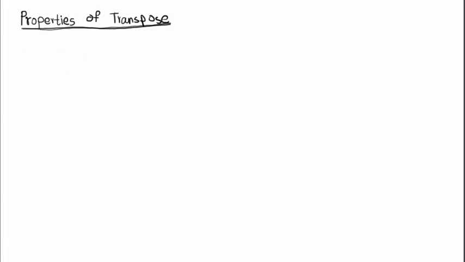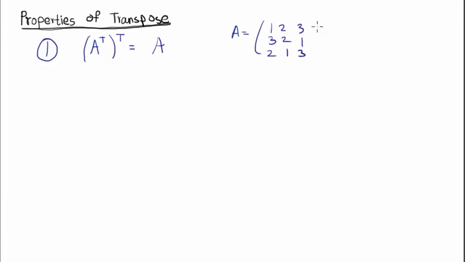So the first one is probably intuitive, but if you didn't know, let's say I have some matrix A. If I take the transpose of that, the rows become the columns and the columns become the rows. Now, if I take the transpose of that, then what do you think will happen? Well, I should be able to go right back to my original matrix, right? So, an example of this is if I have some matrix A, I'll call it 1, 2, 3, 3, 2, 1, and 2, 1, 3, right?